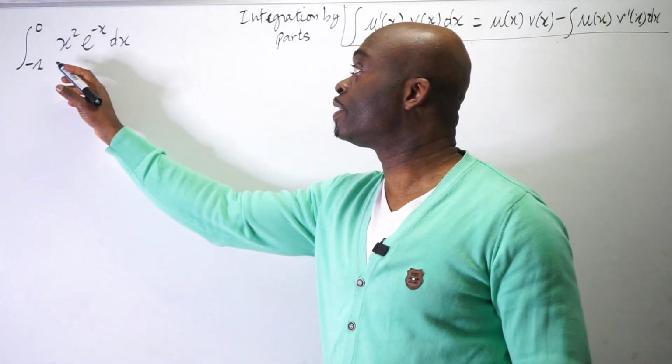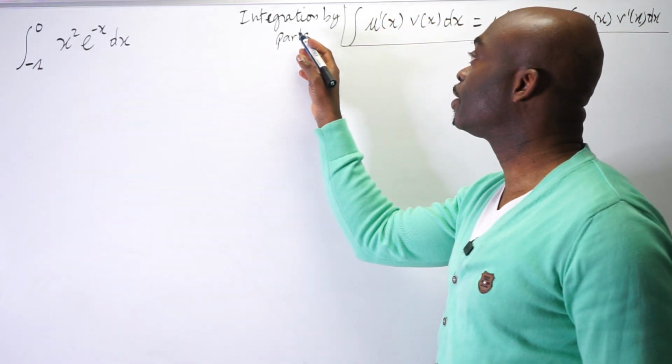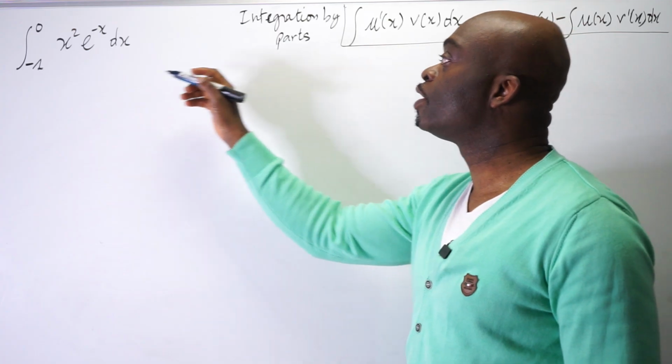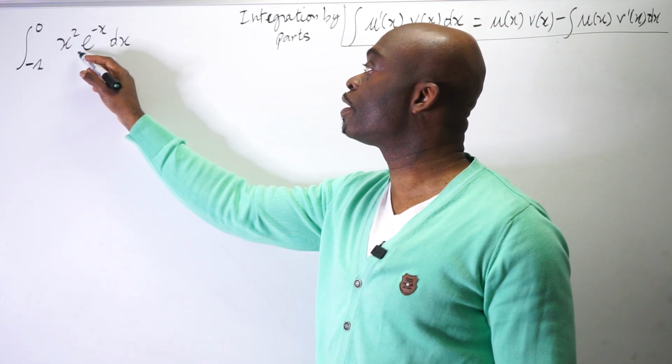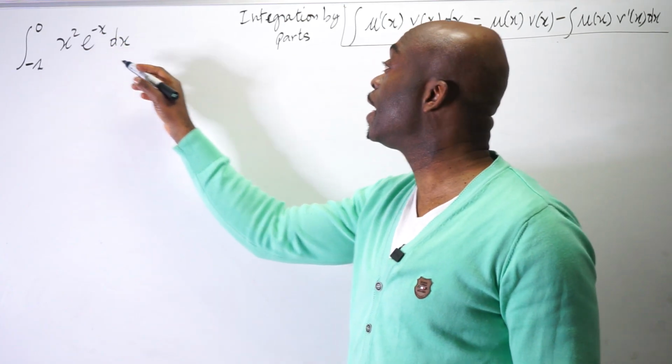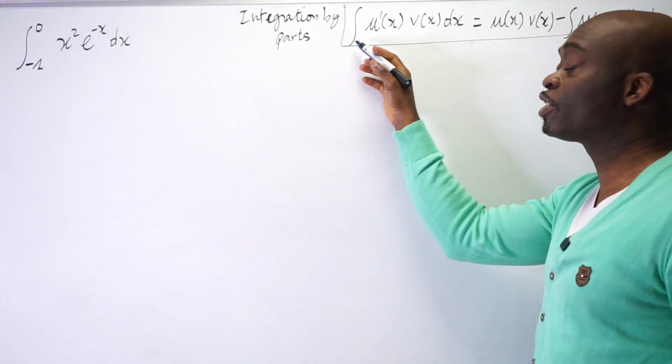We have to solve this integral problem using integration by parts. The problem is the integral from -1 to 0 of x squared times e to the negative x dx. So what does integration by parts say?